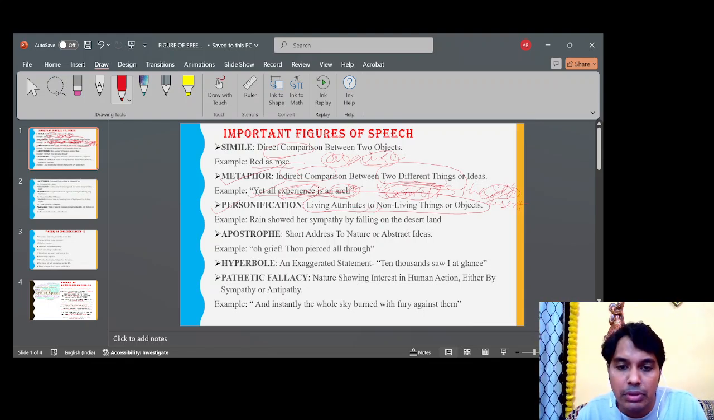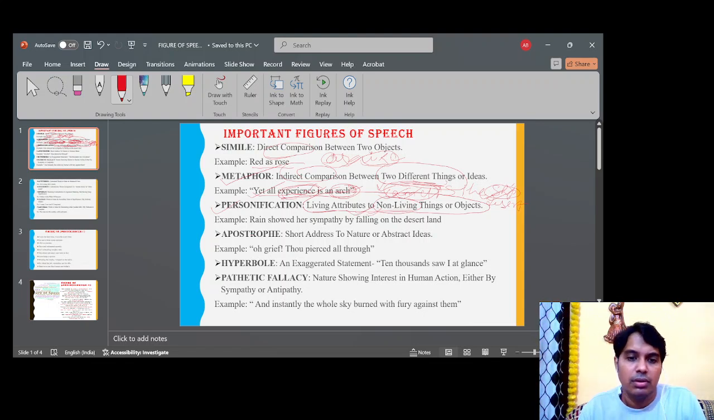So to add living attributes or living qualities to non-living or inanimate objects. So that is personification. Now what is the example here? Example is: rain showed her sympathy by falling on the desert land. Now rain cannot show her sympathy, but it is assumed that rain is showing sympathy. So that is a living attribute being invested in rain.